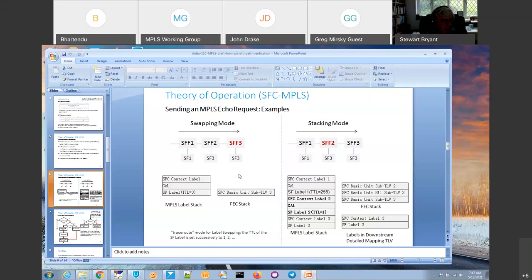Okay, and that relates to what Stewart was saying: put it at the bottom of the stack. If you put it at the bottom of the stack, then only the last SFF will process it, right? Yes, but the thing is that everyone has to process it, don't they? Because you're going to pass this, get the OAM information or the data unit for processing in the system, aren't you? Yes, that's the nature of SFC.